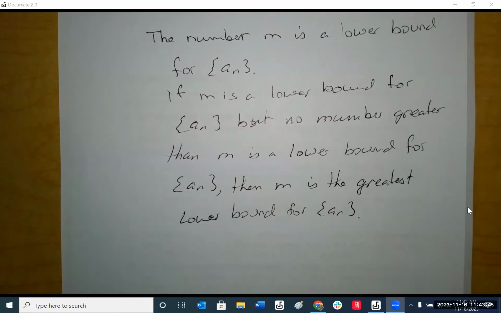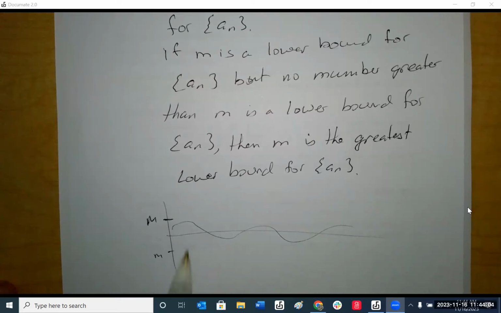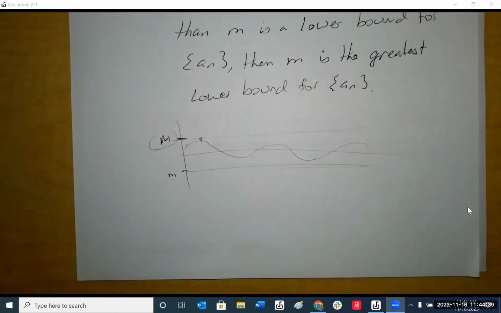Basically, all it's saying is if we have a sequence of numbers like that, and here's our capital M, and here's our minuscule m. This is our upper bound, this is our lower bound. So if the entire sequence, if there's no number higher than that, or no number lower than that, then that's the least upper bound. The lower bound, if there's no number higher than there that fits, then that's the greatest lower bound. So that's by definition.